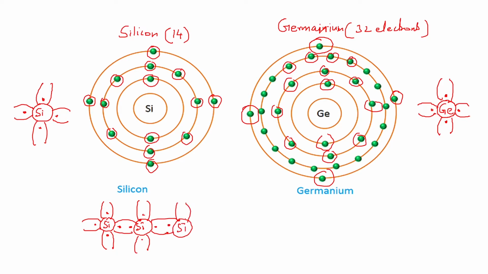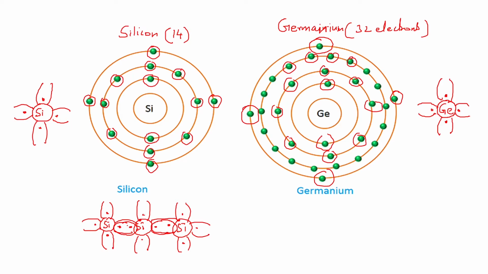Again you can see you can have a valence electron here, a valence electron here, a valence electron here. Again you can see that the 2 valence electrons of the 2 atoms are making a bond. There is a bonding, and this bonding is called covalent bonding. Same thing will happen with germanium atoms also. Clear? So here we come to a concept which is called covalent bond.